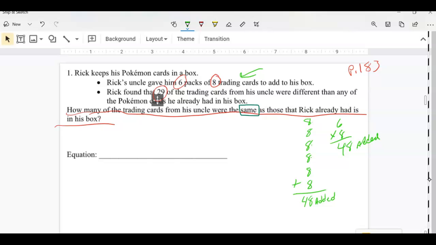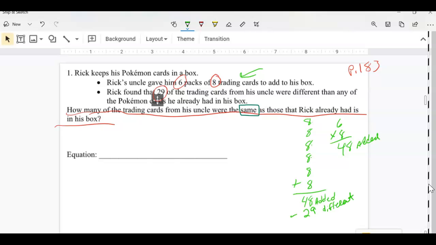Okay, he found that 29 of these that he got from his uncle were different than any of the cards he already had. So 29 were different. Once we figure out the difference between what was added, the 48, and those 29 that were different, that's going to give us the remainder, which are going to be the ones that were the same. So our next step is to subtract those 29.